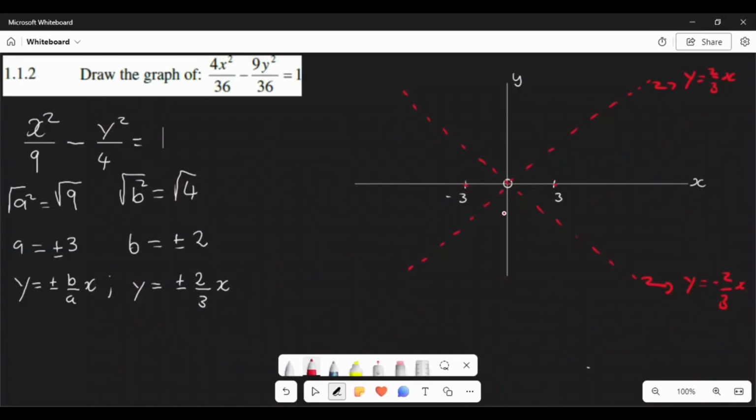Right? So these lines here, we call them the asymptote lines. Okay, they are straight line graphs, but they are asymptote lines, and they're always passing at the origin, guys. Okay, they're always passing at the origin.